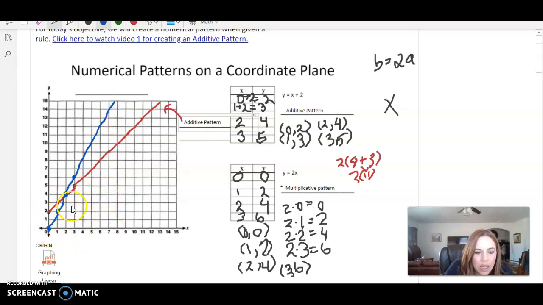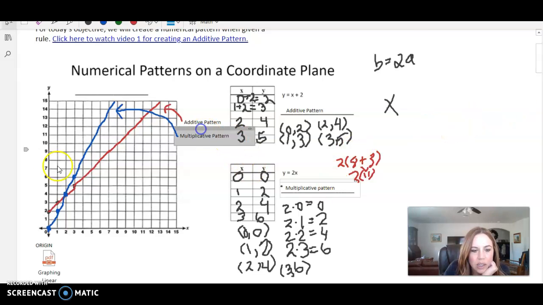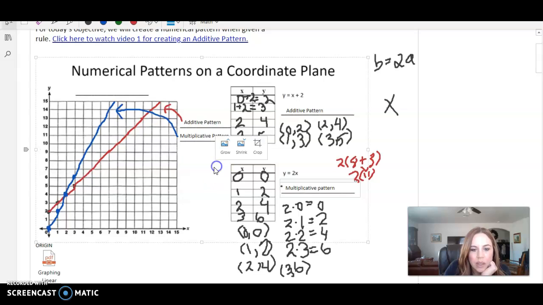So notice a couple of things. Let's draw an arrow to our blue line. So when we graph a multiplicative pattern, it tends to look a little bit like this. Now, there's two things we always need to know that will help us recognize it.